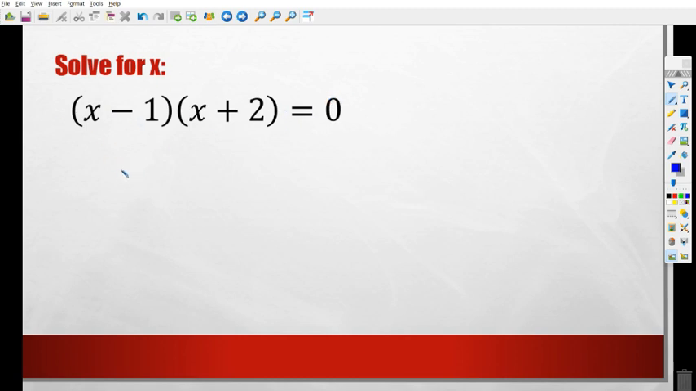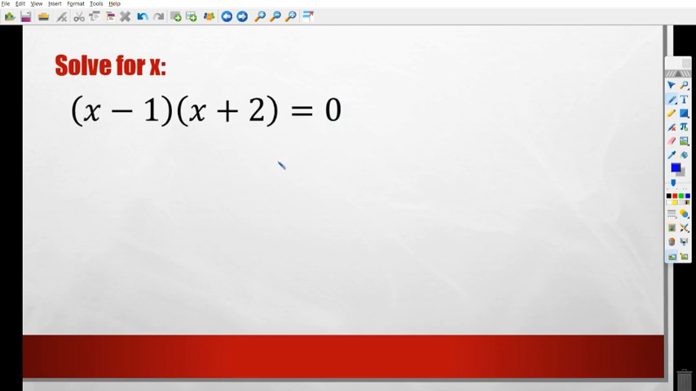So, some of you guys' natural response, when you see brackets like this, you say, oh, okay, I'm going to multiply out. You're making life difficult for yourself. Stop it. Get some help. That's why you're watching these videos. So, if you're looking at this, what's my clue here? My clue that this is a quadratic equation is that I've got two brackets multiplied equaling 0.